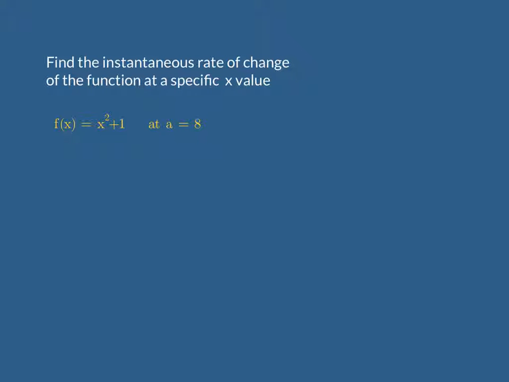The example would be, find the instantaneous rate of change of a function at a specific x value. Now, in order to find an average rate of change, you must have two x values, or an interval. To find instantaneous rate of change, you only need one x value. So, let's look at the steps on how we would get started on this problem.